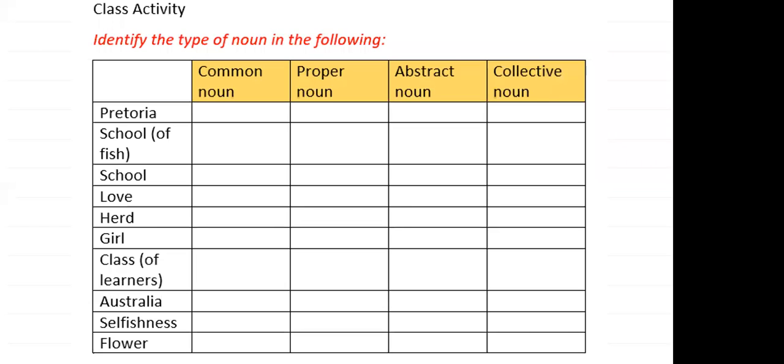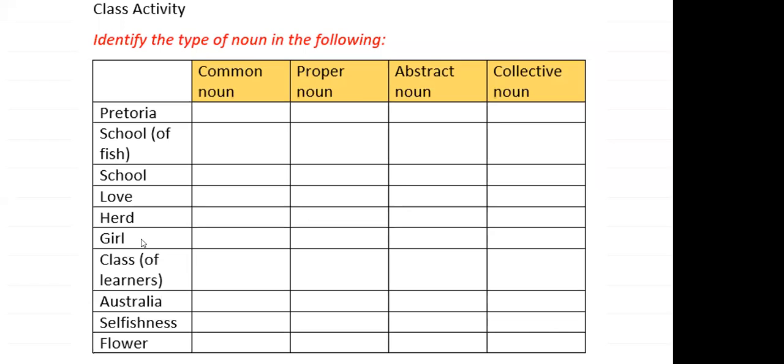Oh, okay. Seems like I spoke too soon. Helene has an idea. Yes, Helene. What is a herd? A herd, I would say, is a collective noun. Yes, because we have a herd of cattle, a herd of sheep. Yes, it is a collective noun. Thank you so much.